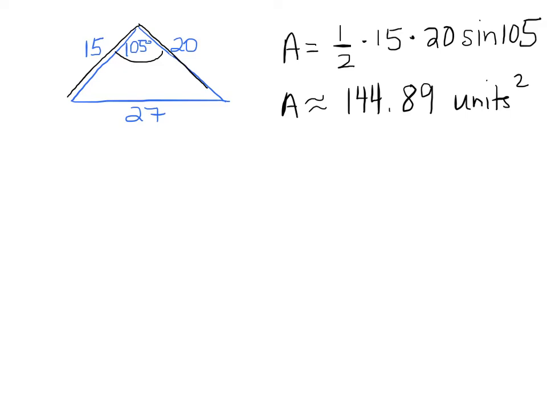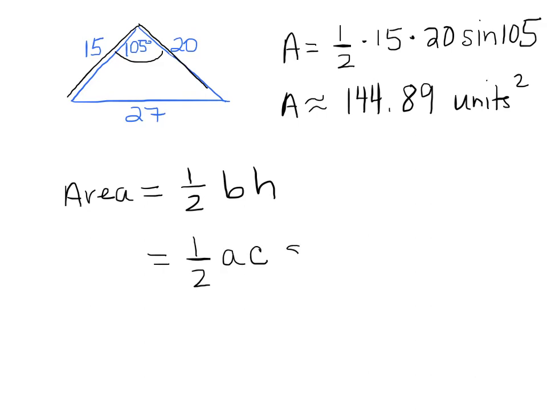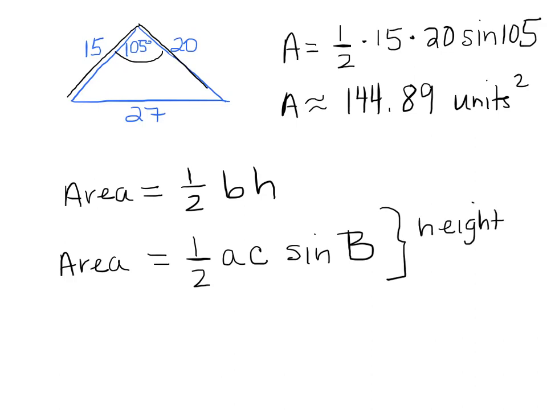So in conclusion, we say that the area formula is the one from elementary school, 1/2 base times height, or we can say 1/2 side A, side C, times sine of angle B. Either of these will give you the area of a triangle, depending on what information you have. But the nice thing is, this one can be used when height is missing. So when height is missing, we can still find the area of a triangle.